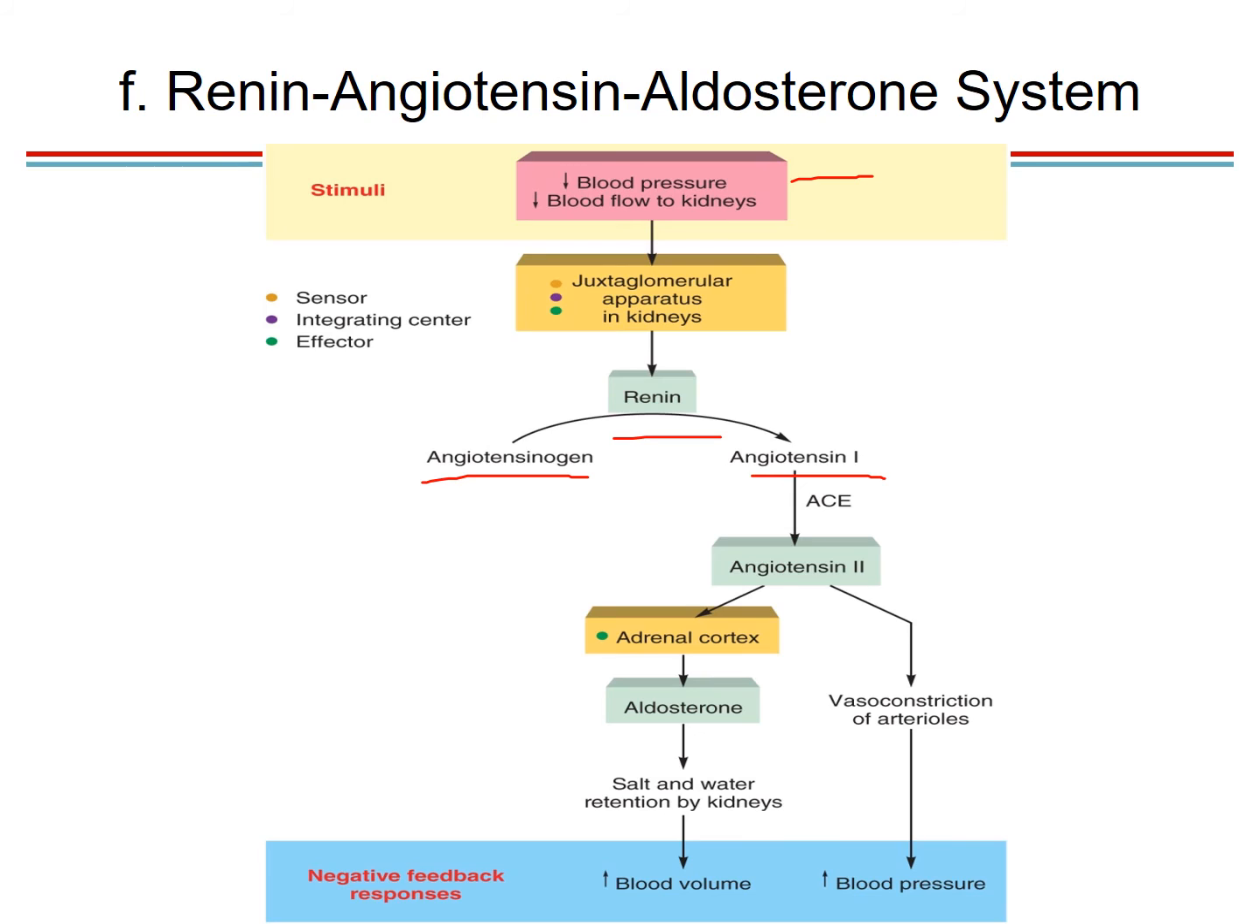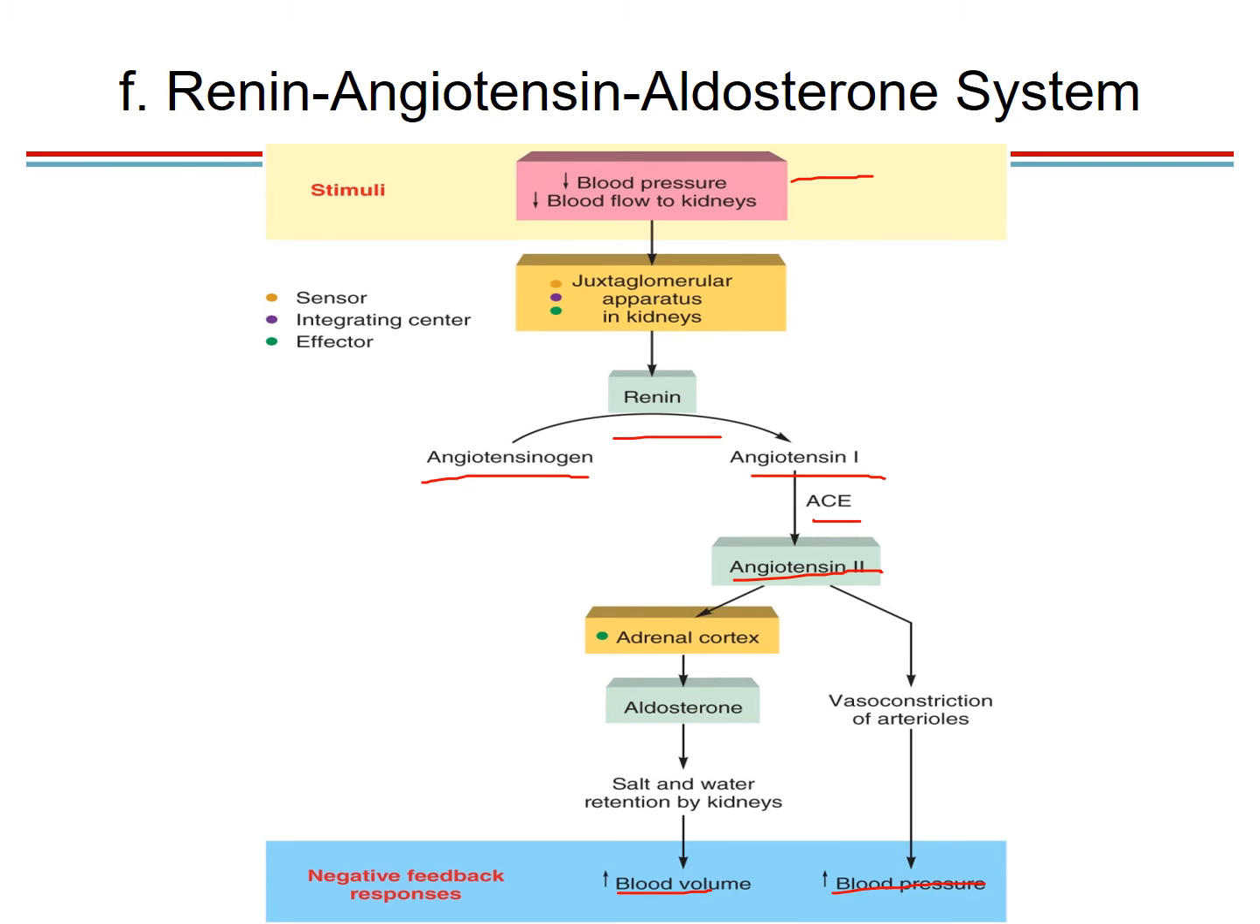Okay, so then the next step is where angiotensin 1 is going to be converted into angiotensin 2 by angiotensin converting enzyme, ACE. Okay, so then what angiotensin 2 does is it has many effects, but all in all, they are going to raise the blood volume and raise the blood pressure.